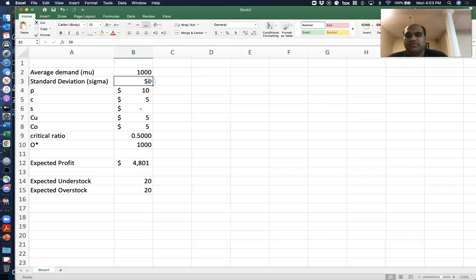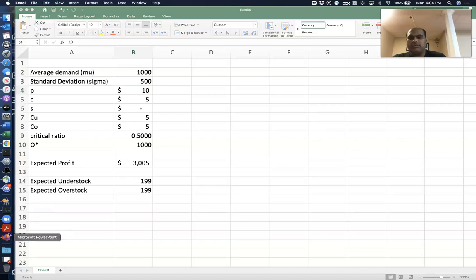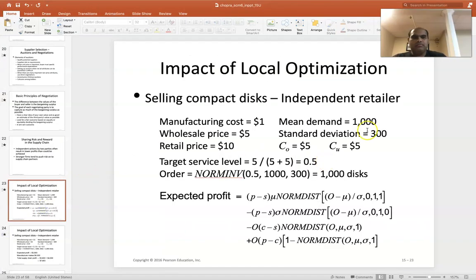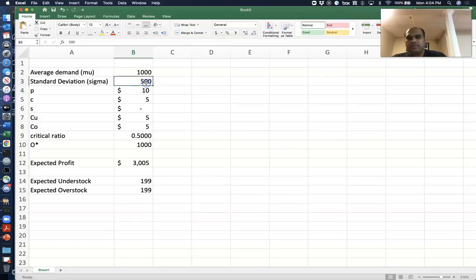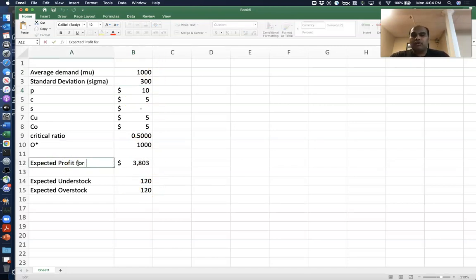Oh, oops, I think I made a mistake. I think this should be 500. Yeah, that makes a lot more sense. Right, it is 500. 1,000 and standard deviation of 300. I'm sorry, that's my mistake. And I got 50% in the first place, right? So the critical ratio doesn't change. So this only influences your expected profit and obviously the understock and the overstock values. Now, this is how much expected profit for the retailer, right?